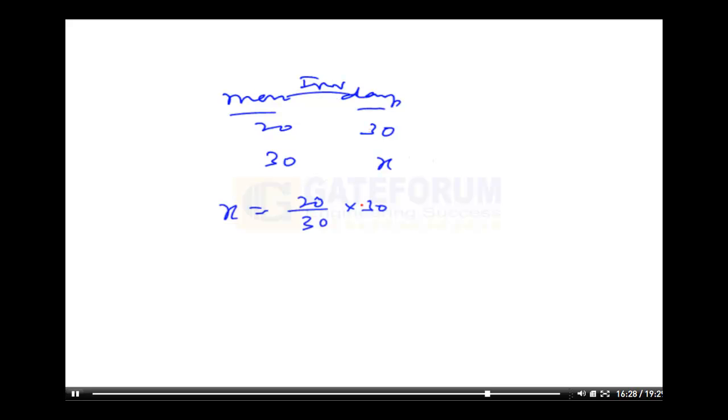Men, days. 20 men take 30 days. 30 men will take how long? We know they vary inversely. Men and time, less men, more days, more men, less days. So x will be what? As it is, you write. So it will be 20 days. Or, the product is constant. 20 into 30 is 30 into what? You'll get 20 days.